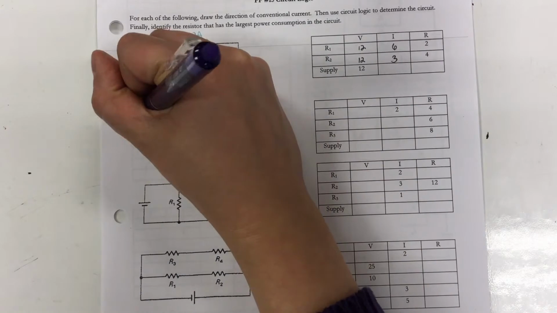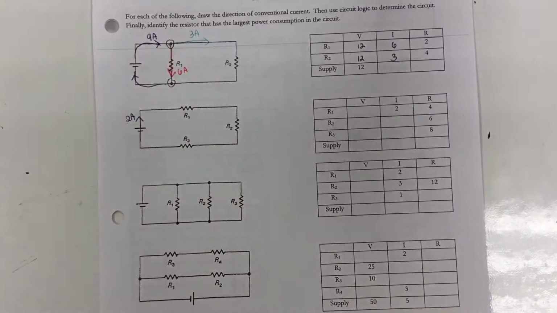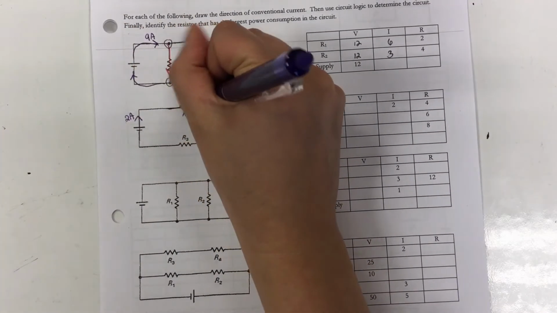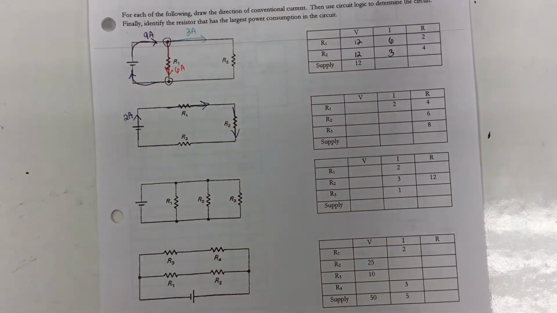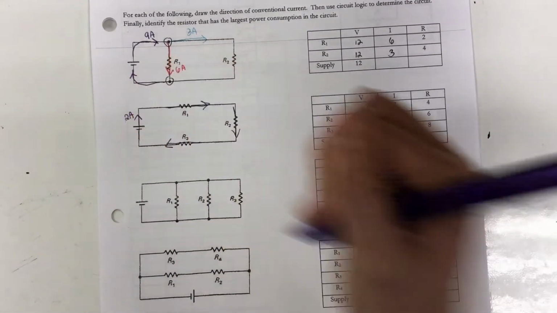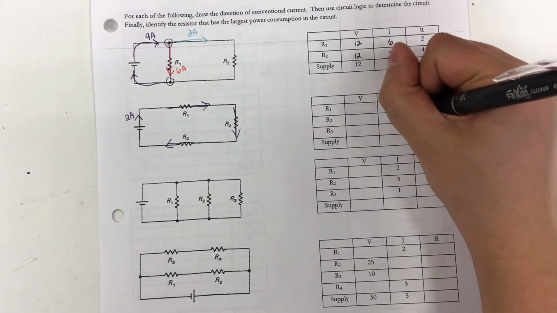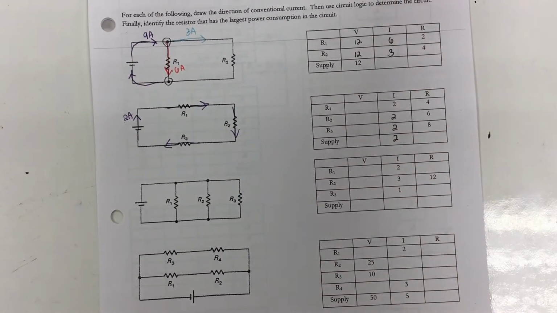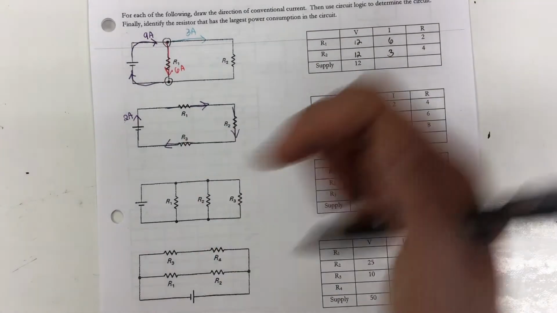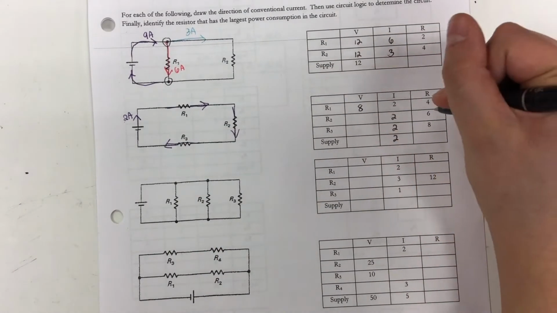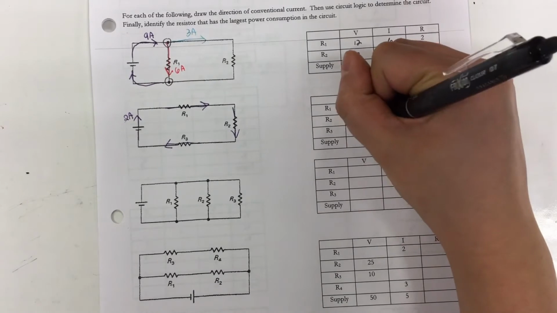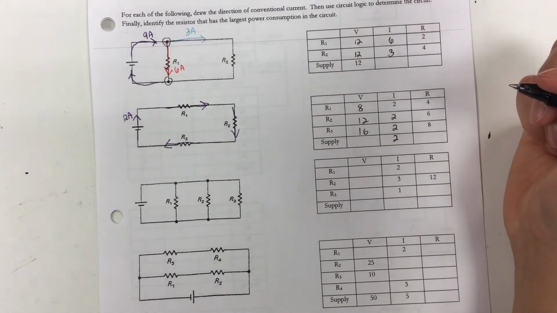The 2 amps that goes through the battery is trapped. It must go through R1, it must go through R2, it has to go through R3 because these are in series with each other. And it goes through the supply as well. Multiplying across the row, this gives a voltage drop of 8, 12, and 16.